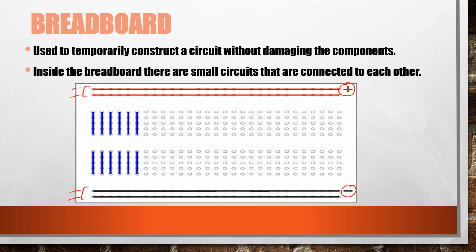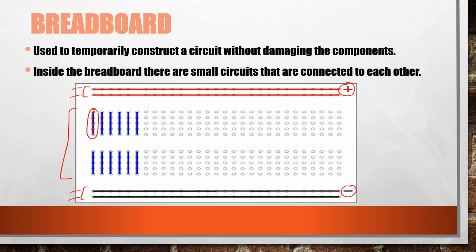Now look at this middle portion of breadboard. We normally use this portion for constructing our circuits. Now look at these blue lines. 5 holes are present below each blue line. These 5 holes, they are electrically connected to each other, but they remain insulated from all other set of holes.